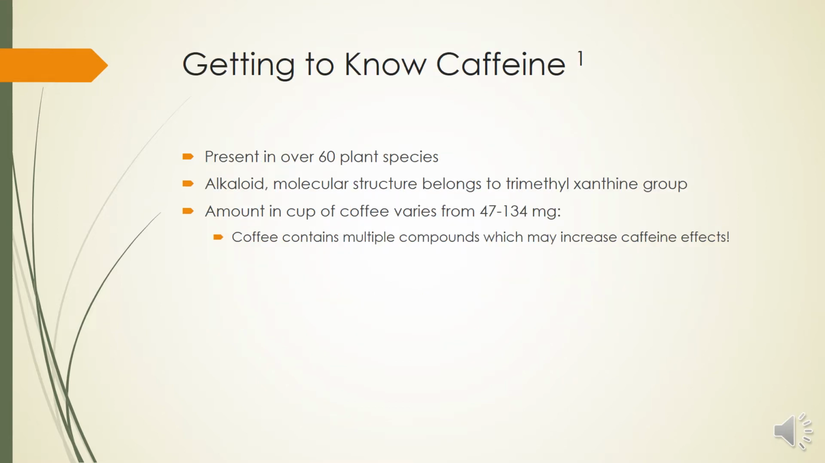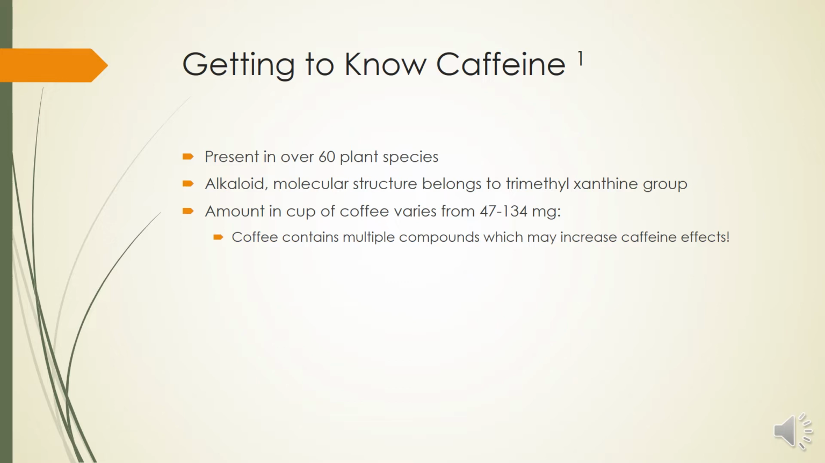So let's start off with caffeine. Caffeine itself is the active structure in coffee. Caffeine is present in over 60 plant species, and the amount present in a cup of coffee can vary anywhere from 47 to 134 milligrams. You don't need to memorize that, it's just background information that all cups of coffee aren't built the same. A big consideration with caffeine and coffee is that coffee itself has multiple other compounds which may increase the caffeine effects, or change how caffeine is utilized in the body.